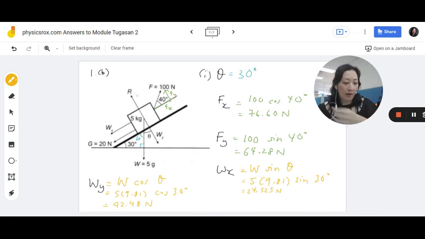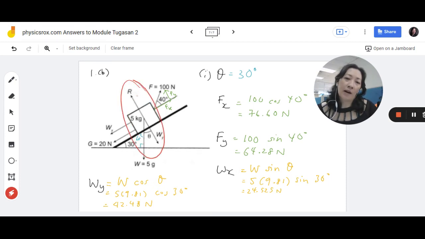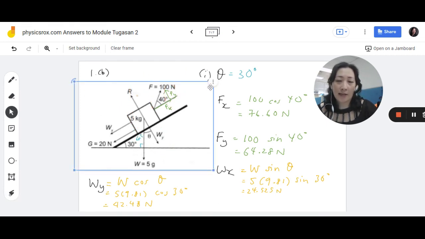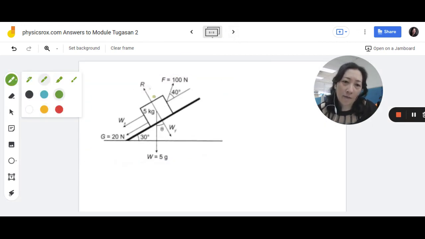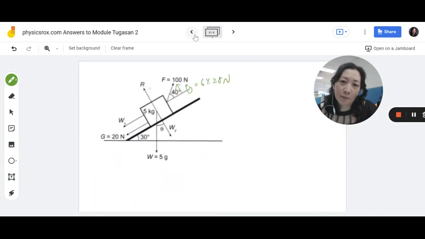Now, to solve R and the resultant force is not so straightforward. In fact, this question has a problem, and that's why I am releasing this video. So, if we look at the normal reaction, it is in this direction. Most people would think R is equal to Wy, but it's not. You've got another Fy over here. So I'm going to do this on another slide. I'm just going to add Fy over here. Fy is 64.28. And let's put in the value of Wy as well. Wy is 42.48. So here's the problem.